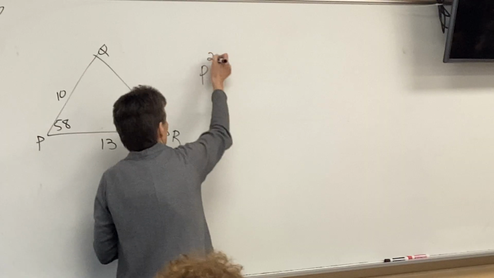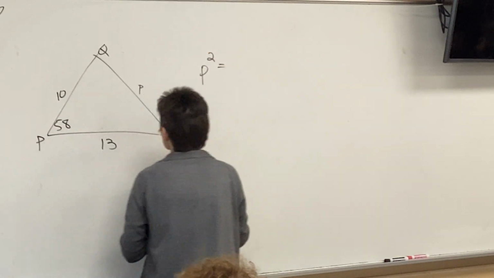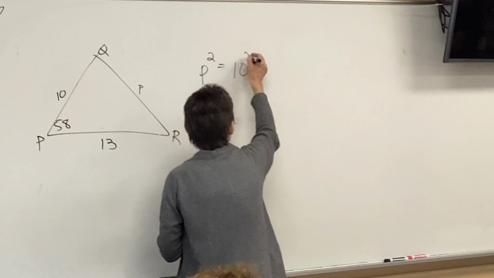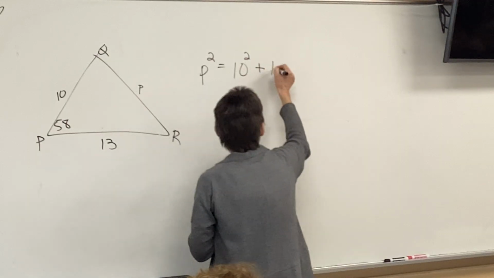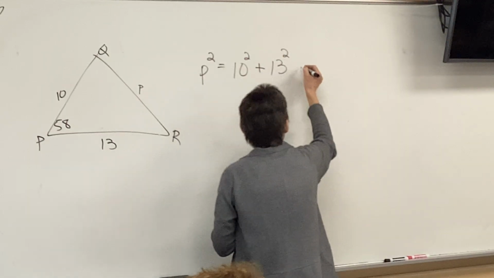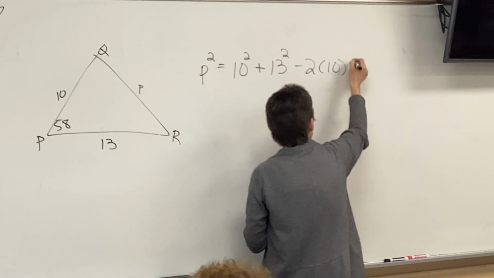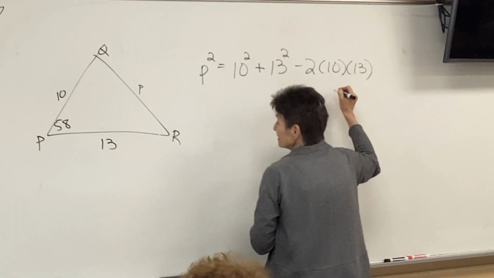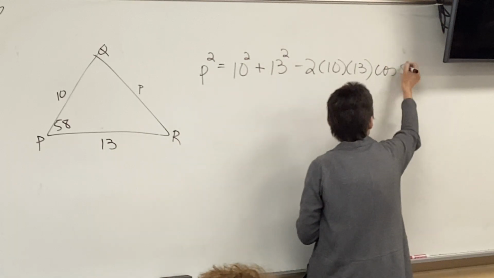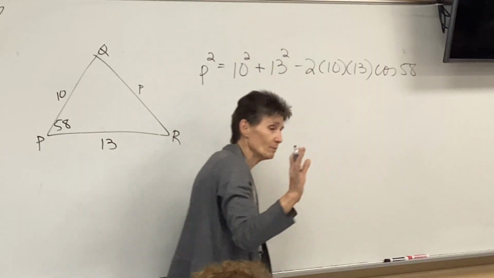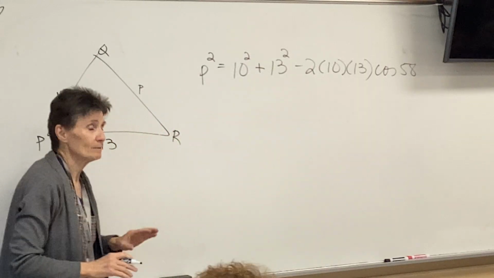It says p squared equals 10 squared plus 13 squared minus 2 times 10 times 13 times cosine 58. Now I know you're freaking out. Write that down.